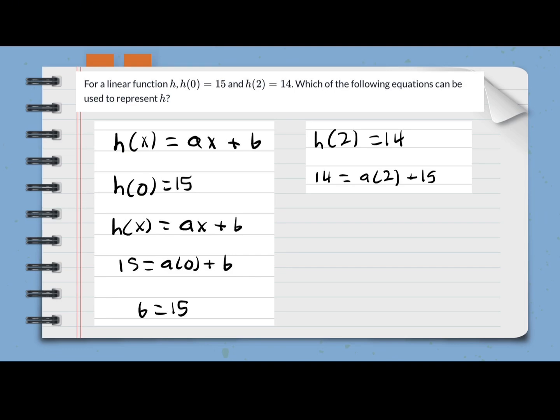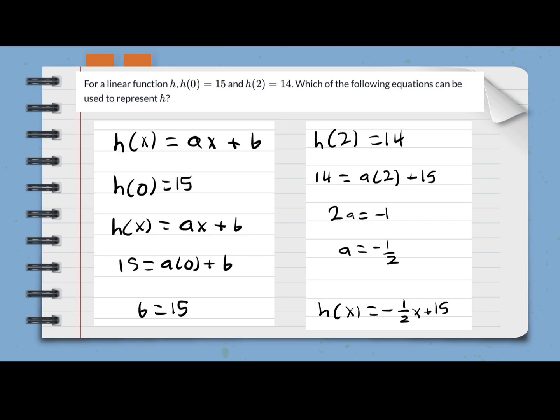So we can do the same exact thing with h of 2, but instead we can plug it back in with b equals 15. So h of 2 equals 14. 14 equals a times 2 plus 15. So if you solve it out, a equals negative 1/2. And that so happens to line up with h of x equals negative 1/2 x plus 15.